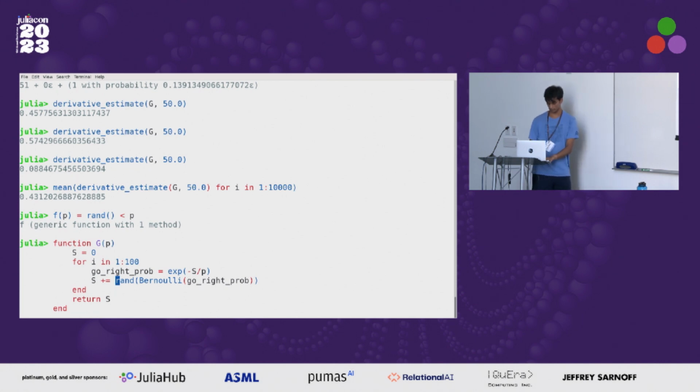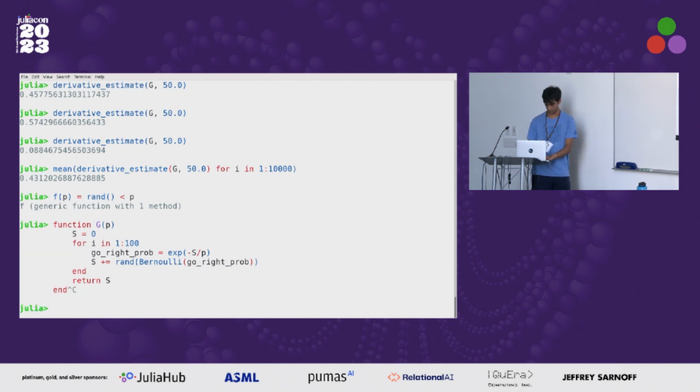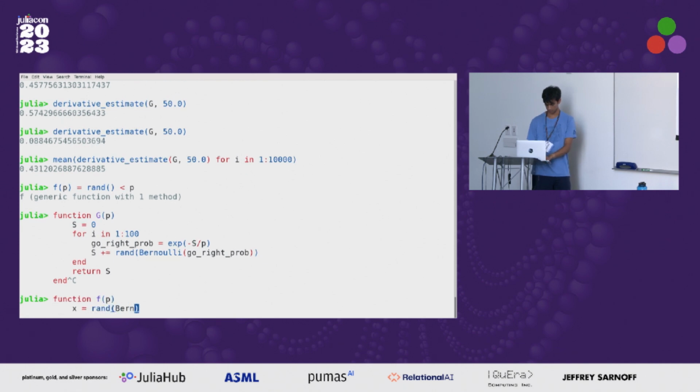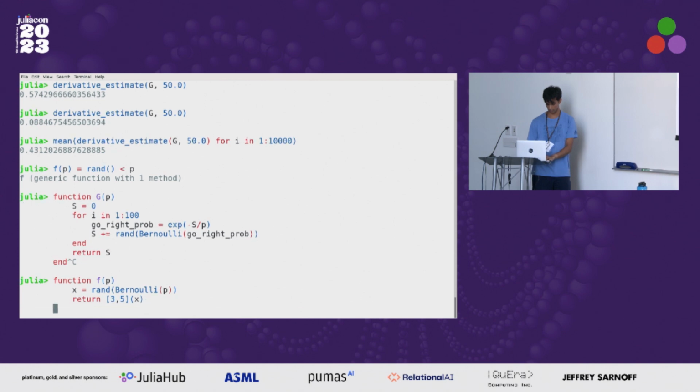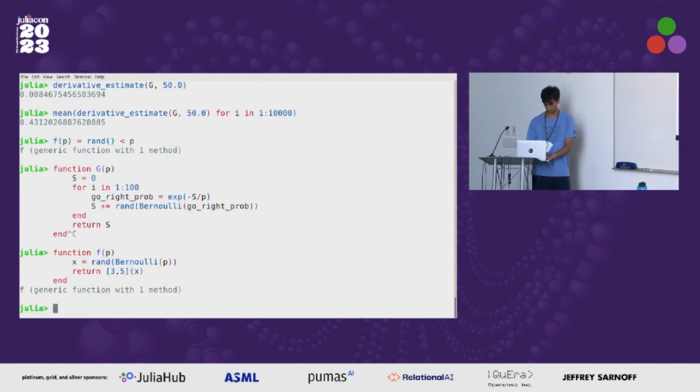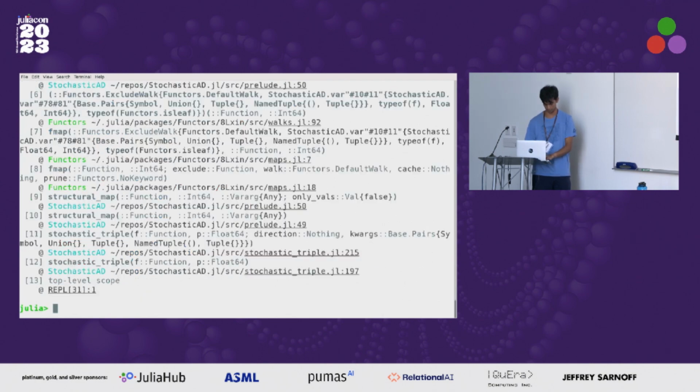Possibly. The way we can currently implement such code is you could have a function where you sample from a Bernoulli, and then you return something like 3/5 of x, something like this. And you can flow stochastic triples through this, right?